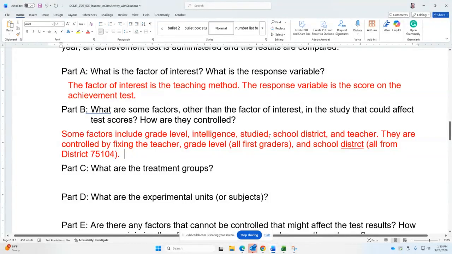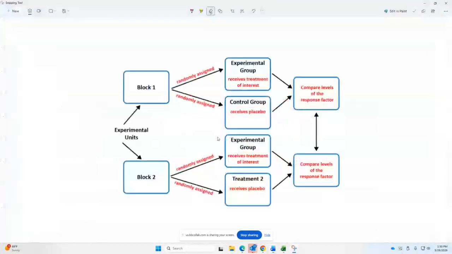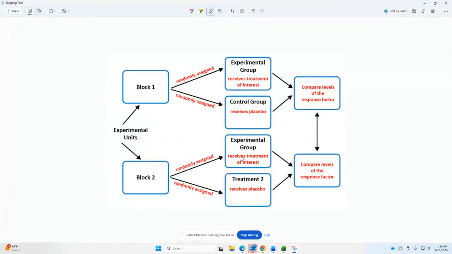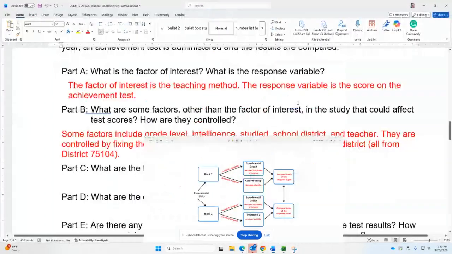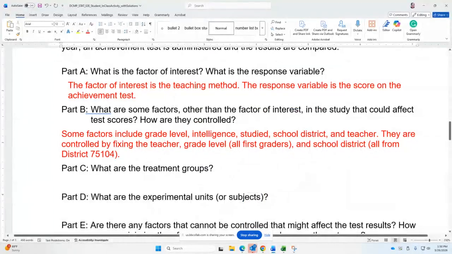So let's see. If they studied, that's a hard one to control, but it could be controlled by saying all the students are going to study for 2 hours before taking the test. So that's how we can control that between the two groups. We want to make sure the two groups look exactly the same. They get the same number of hours, they have the same teacher, they're all from the same grade level. So that's how we can control this experiment. The only thing that's going to be changing is the teaching method, and that's what we're going to test.